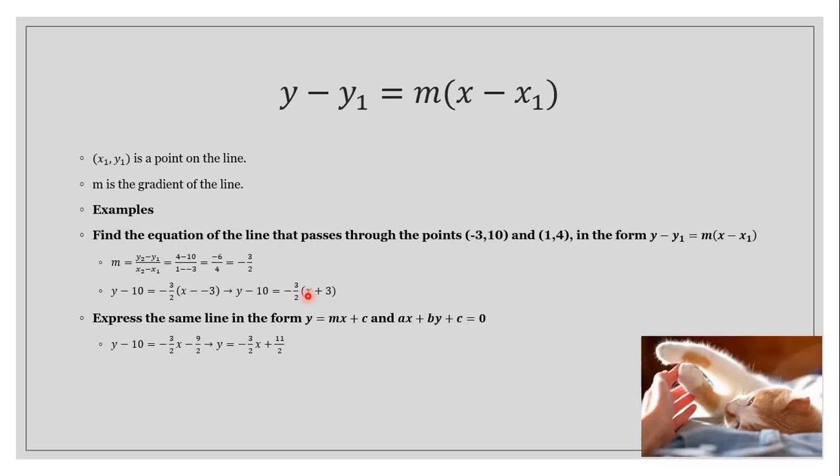So for the next bit, we want it in this form, ax plus by plus c equals 0. So first thing you do, move it all to one side, so you end up with 3 over 2x plus y minus 11 over 2 equals 0. The only reason I've done it in this order is because that's the order it gives in the question. Then what we can do is times up by 2 to get all integer values. So 3x plus 2y minus 11 equals 0. And that is in the form ax plus by plus c equals 0.